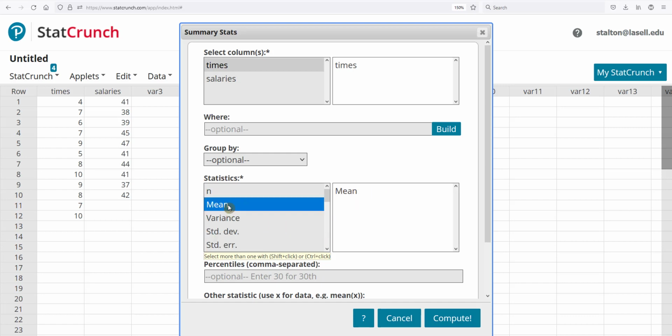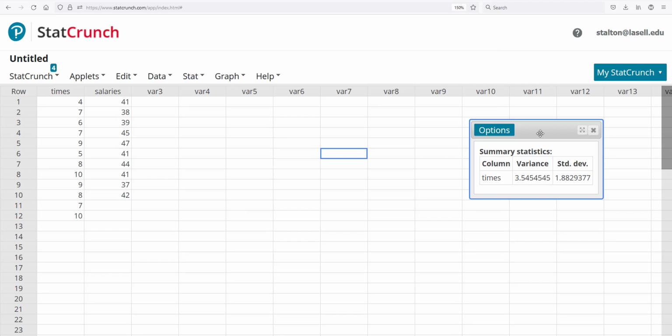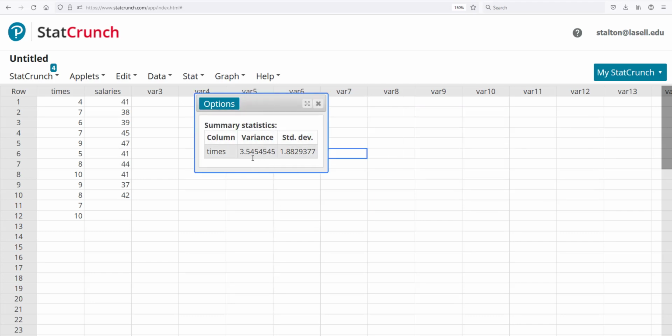So we're going to click these two, variance and standard deviation. If you want to click both of them, you're going to click on one, hold the shift button, and then click on the next one, standard deviation. So it pops up in the box on the right. We hit compute, and as you can see, we get our answers. We get 3.54 for our variance. Standard deviation is 1.88. We rounded to 1.9.